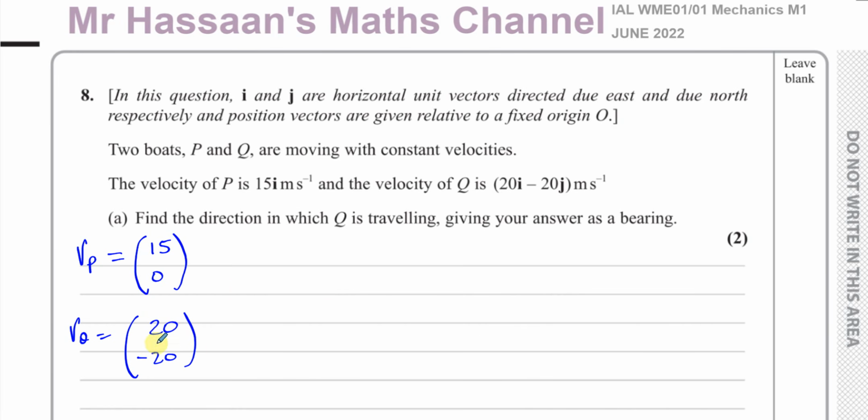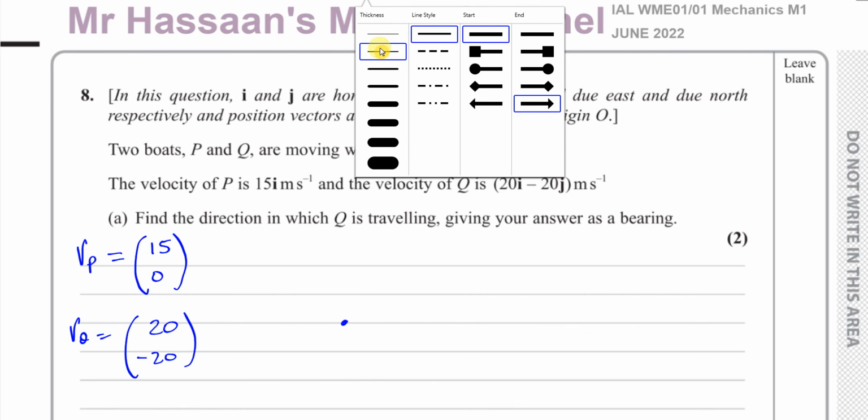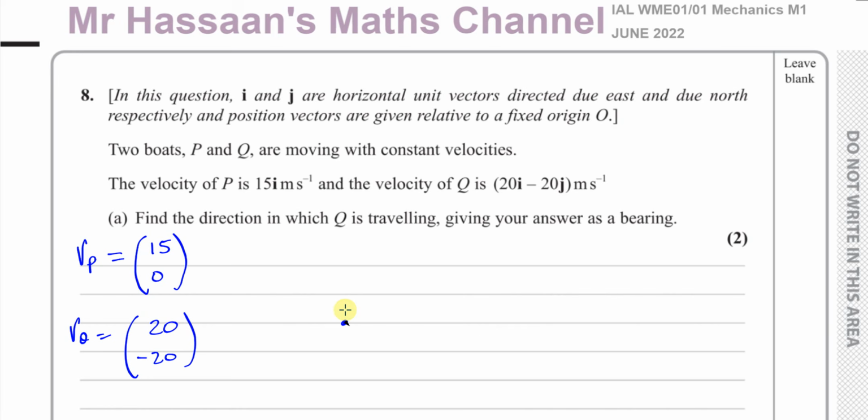So I'm going to represent Q in a diagram. Let's say Q starts from this point over here. Now if you want to give the direction as a bearing, then we have to draw a north line. So there's the north line. From this point, it's going 20 east and 20 south, 20I minus 20J. So it's going to go a certain distance in this direction.